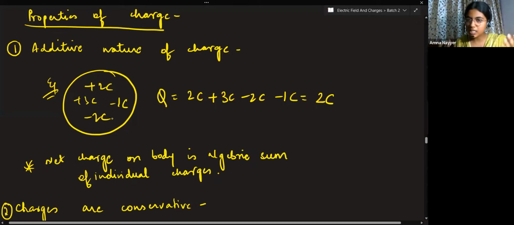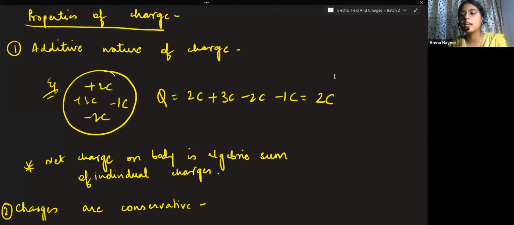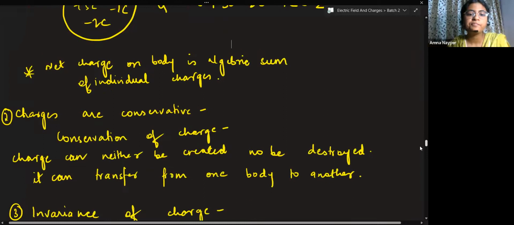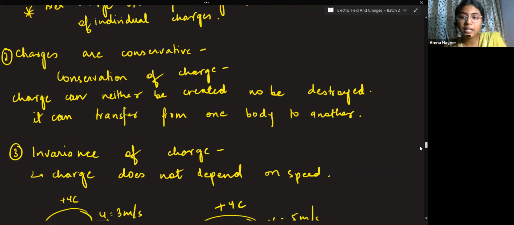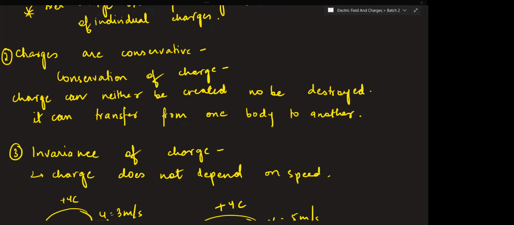So it means charges allow themselves to add algebraically. Why? Because these are scalar quantities. Then we had seen charges are conservative. It means electrons do get transferred from one body to another, but transfer of protons does not occur. Why? Anyone who was there? Fatima, you were there. Because protons are inside the nucleus.